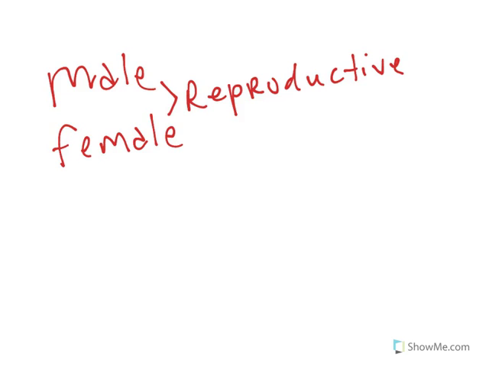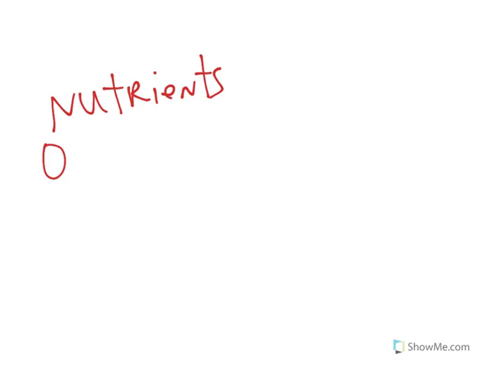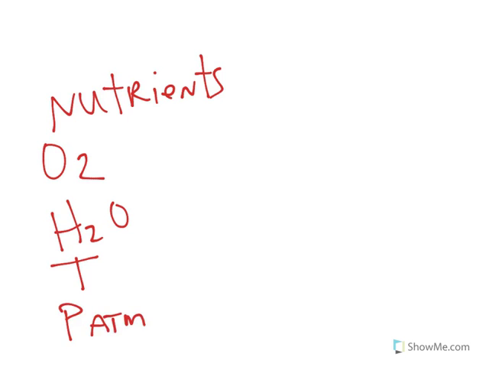Okay, this brings us to survival needs. Survival needs are several factors that we need for survival, such as nutrients, such as oxygen, water, proper body temperature, and atmospheric pressure, P sub ATM. So these things are all important. We have to have these things to survive.